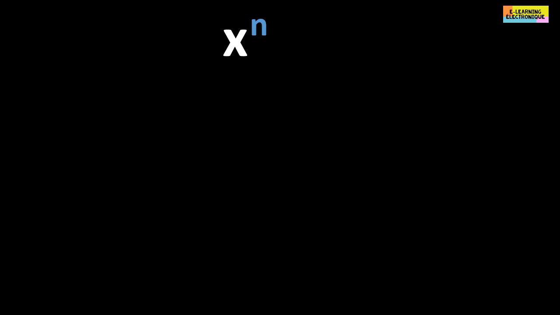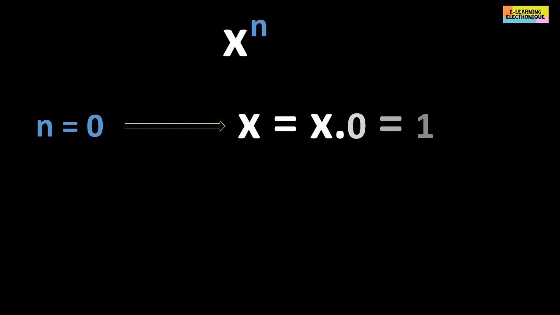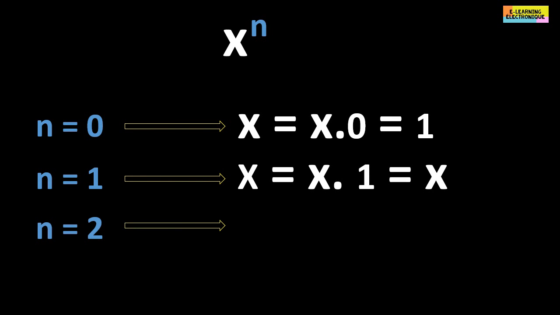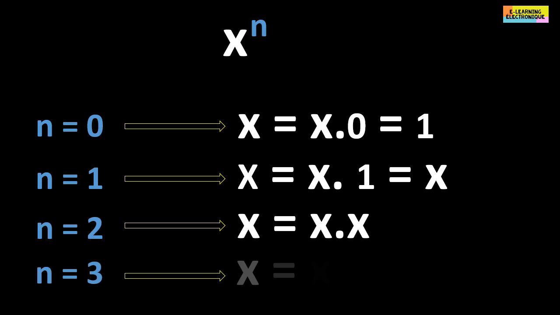The following mathematical expression reads, x power n or x exponent n. This means that x is multiplied by itself n times. If n is equal to 0, x to the n is equal to 1. If n is equal to 1, it is equal to x. If n is equal to 2, we get x squared, and so on.